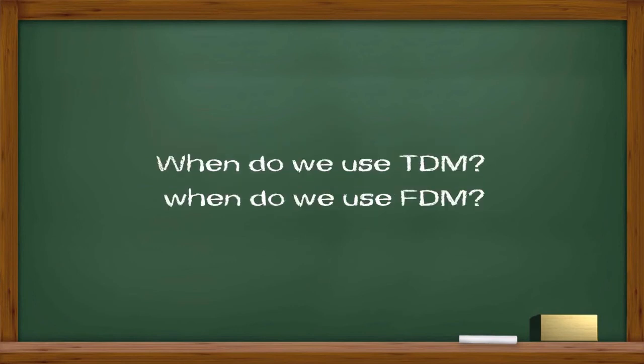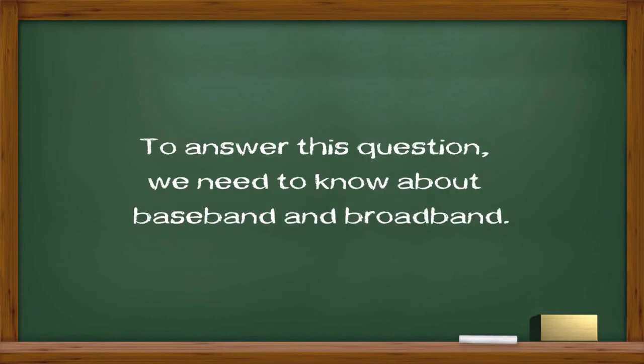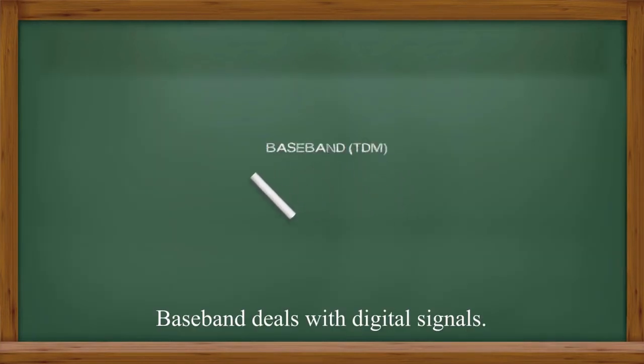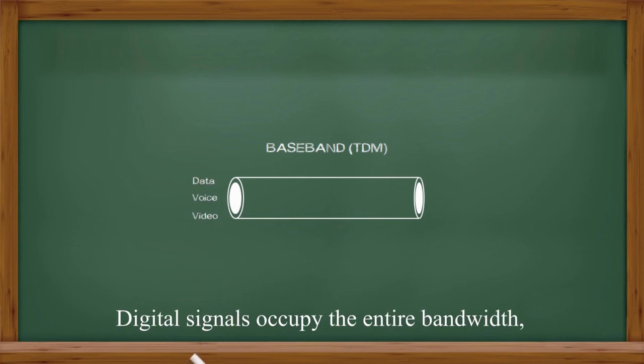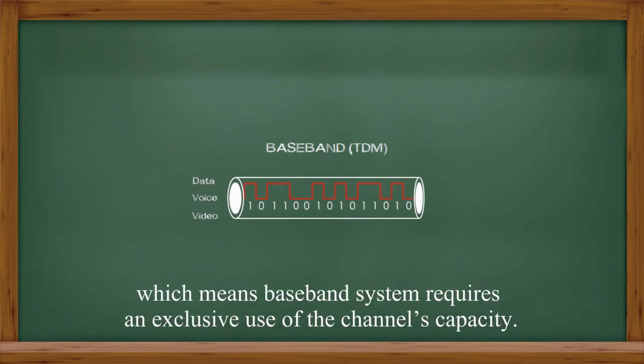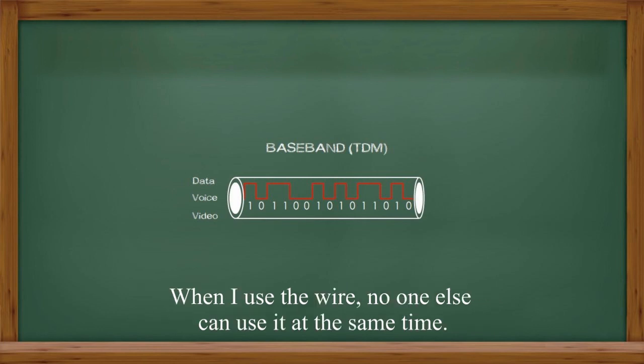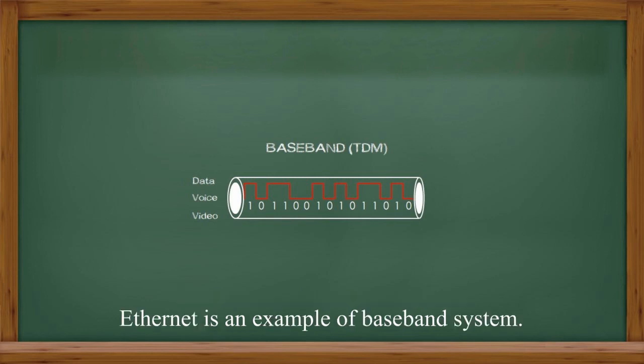You may ask, when do we use TDM and when do we use FDM? To answer this question, we need to know about baseband and broadband. Baseband deals with digital signals. Baseband systems can transmit only one signal at a time. Digital signals occupy the entire bandwidth, which means baseband systems require exclusive use of the channel's capacity. When I use a wire, no one else can use it at the same time. Ethernet is an example of a baseband system.